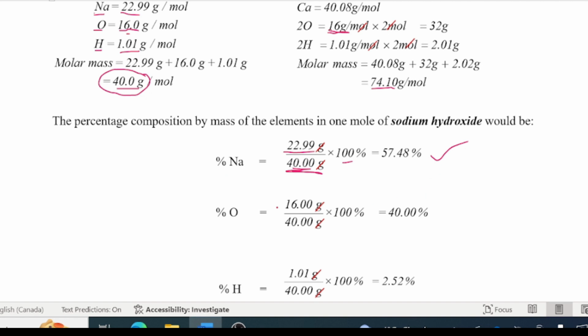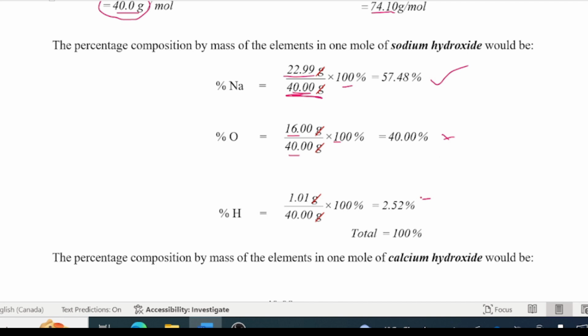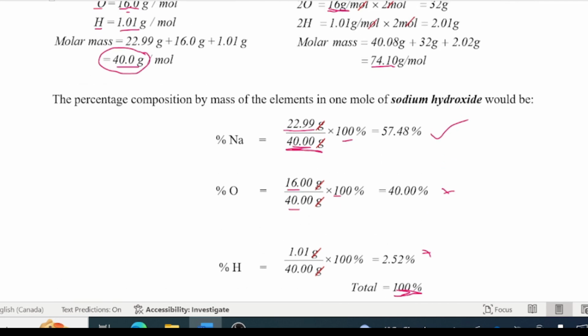For oxygen, you do the same thing. Take the 16 there, put it here, divide by the molar mass, times 100, and you get that there, 40%. Hydrogen, you do the same thing, and you end up with that there. When you add all of these up together, you should end up with 100%. In any sample of sodium hydroxide, any sample, doesn't matter, small one, big one, whatever you do, the percentage composition of sodium will be 57.48, oxygen 40.00, and that small amount there is hydrogen.